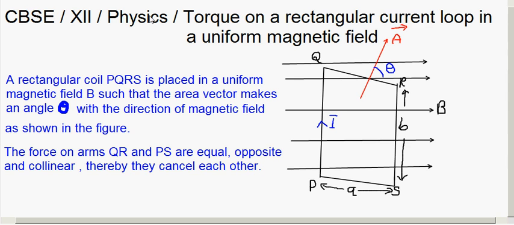So if you take the force on QR and PS, it will be acting like this. These forces will be acting in the same line, and they cancel each other. So it will be something like this. The forces will be acting equal, opposite, and also they are collinear, and hence they cancel each other.